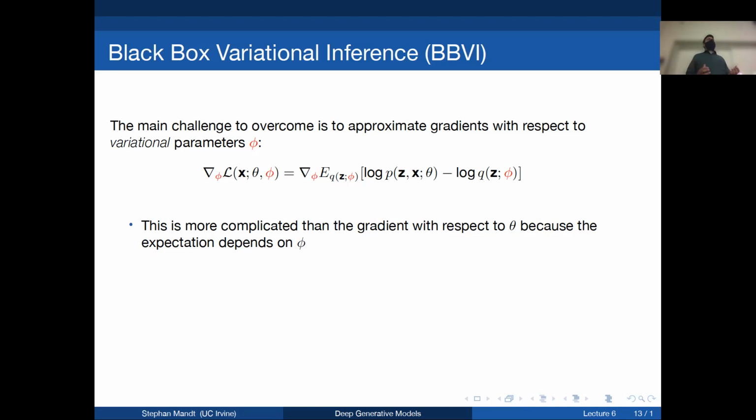So first of all, what's the problem? If I now take my ELBO and I want to differentiate it with respect to these variational parameters phi, I encounter the following problem. First of all, can somebody point out the problem? What's different or more complicated this time? Yes, there's a question. Yes, the sampling distribution depends on phi. That's right. And can you explain more why that's a problem?